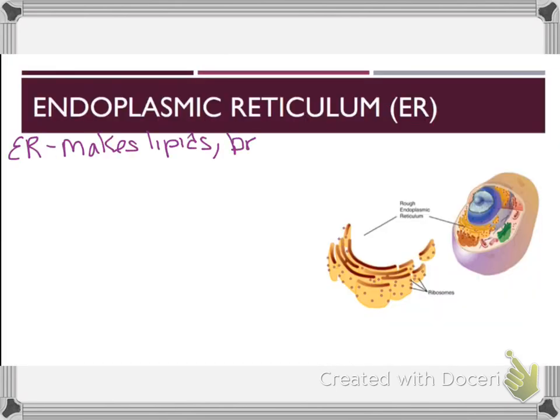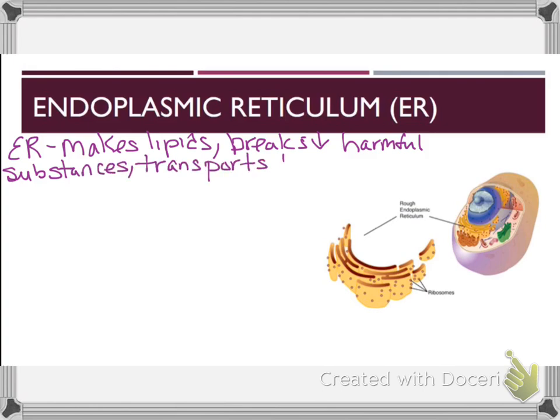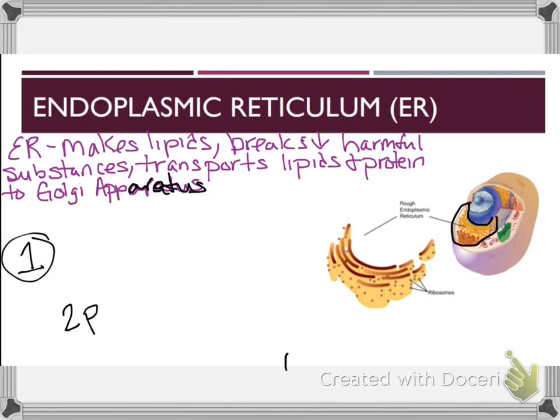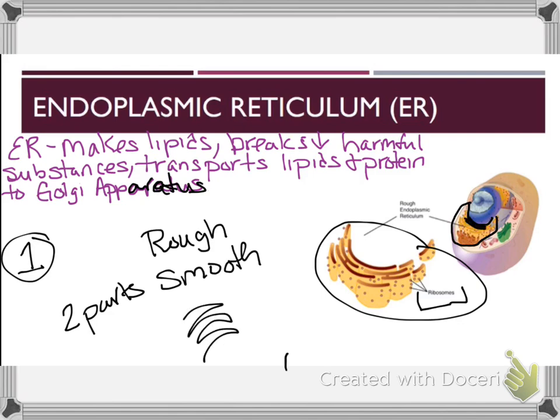The endoplasmic reticulum, which is also called the ER, you can abbreviate. Its job is to make lipids. It breaks down harmful substances. It transports lipids and proteins to the Golgi apparatus. Got a lot of extra to say about this.